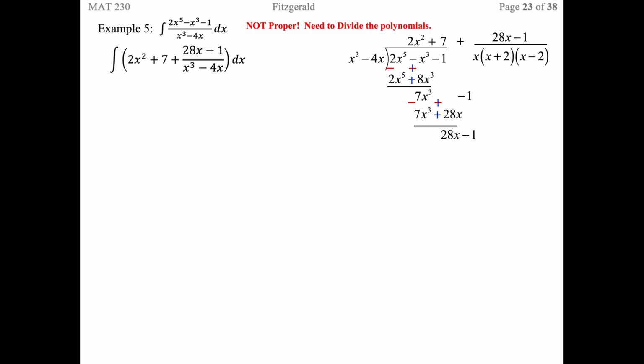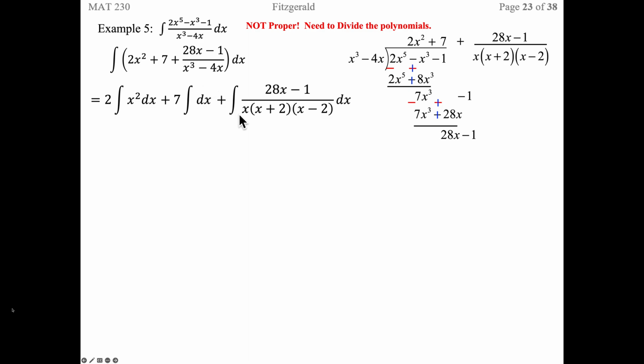Now, why is that nice? You can now write 3 separate integrals. Factor out the 2, factor out the 7. We can integrate 1 dx, or you can leave the 7 there. It integrates to 7x. And then we have this partial fraction that we're going to have to solve for.